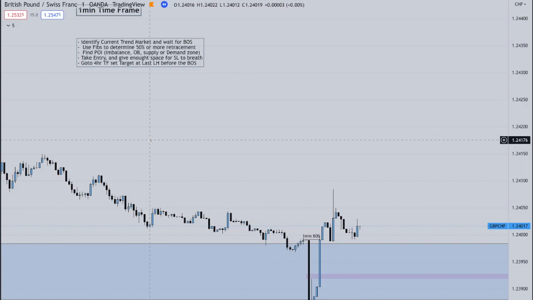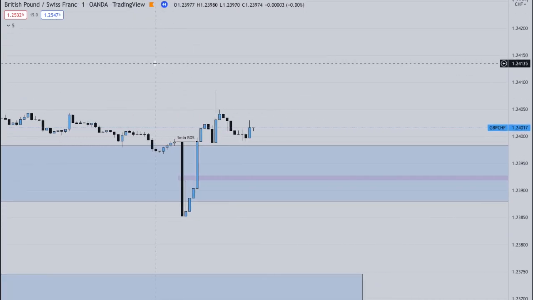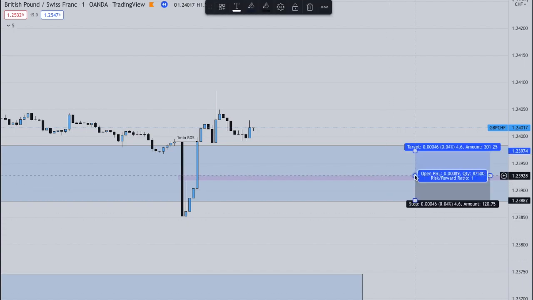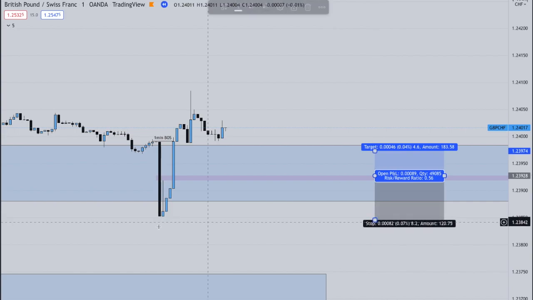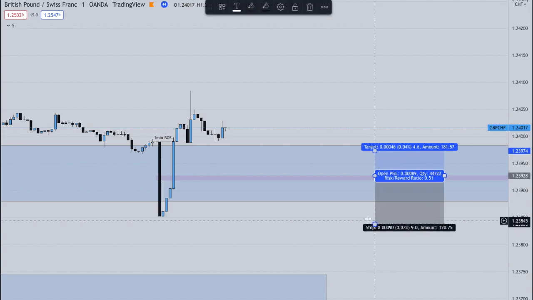Now, what does the strategy say? You want to take your entry on that point of interest and you want to give yourself enough room for your stop loss to breathe. So in this area, we can use our long tool for this area right here, put our stop loss right up under this liquidity area here. Give it a little room, possibly a 9 pip stop loss.